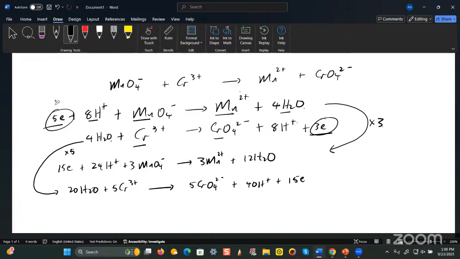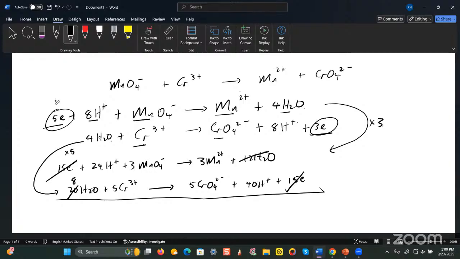The next step is where we add both of these equations together. And in doing so, you have to ensure that you cancel out common items on both sides of the equation. What that means automatically, and this is true again for every redox reaction, is that the number of electrons gained must be equal to the number of electrons lost. So those two will cancel out. But there are some other things that will cancel out as well. For example, you see these 12 water molecules here? They will cancel out 12 of these water molecules, leaving behind 8.